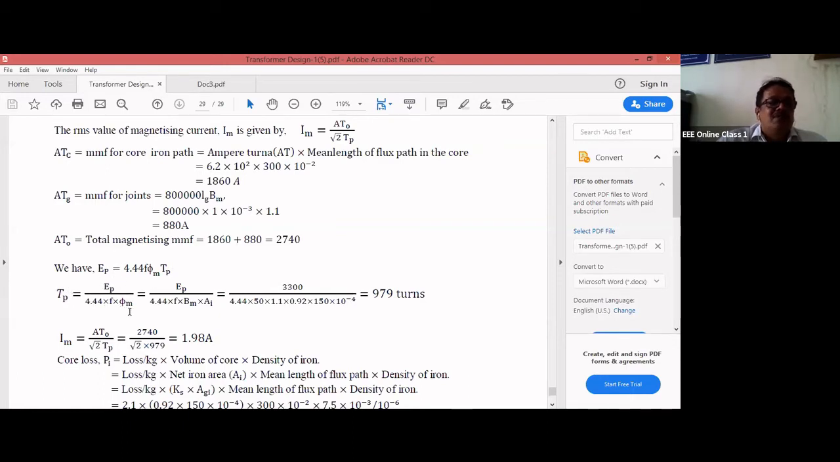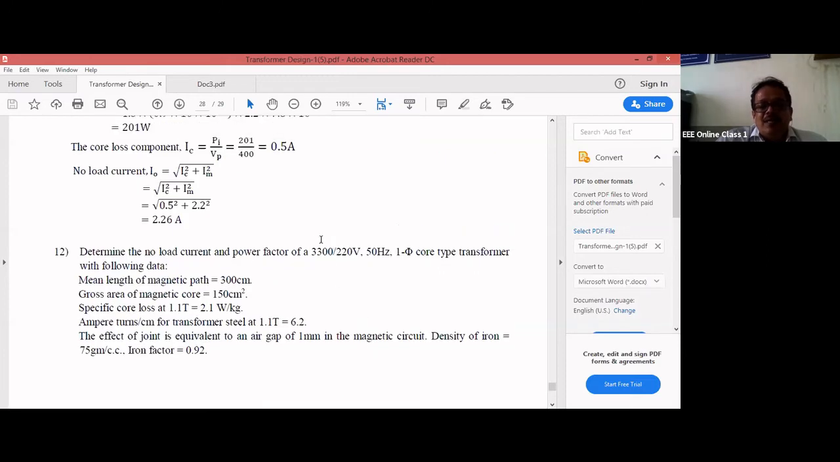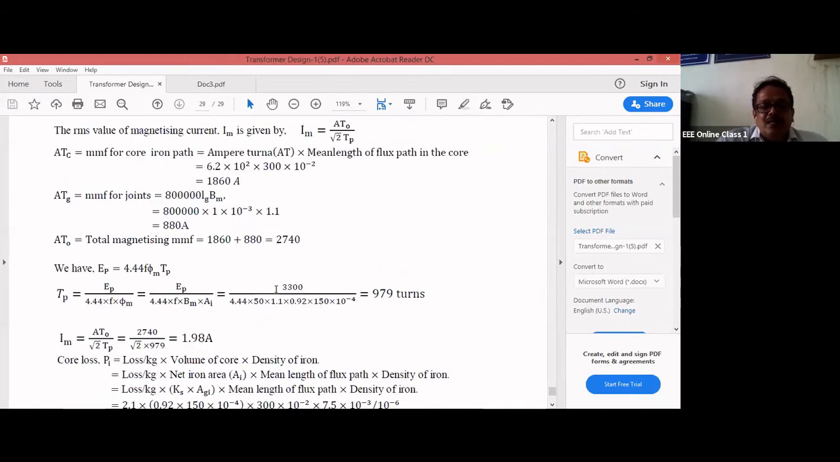EP is equal to 4.44 F times phi M, and phi M can be replaced by BM into AI. So this will be primary turns, and this will be secondary turns. This is a distribution transformer. The primary turns is nothing but 3,300 divided by 4.44 into 50 into 1.1 BM. So BM is 1.11.